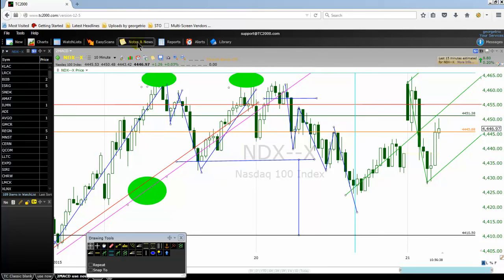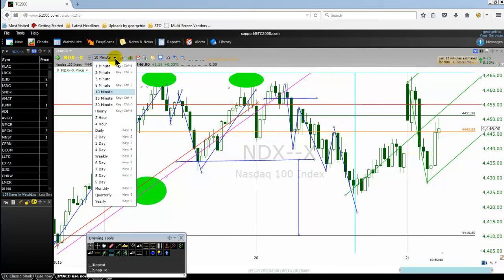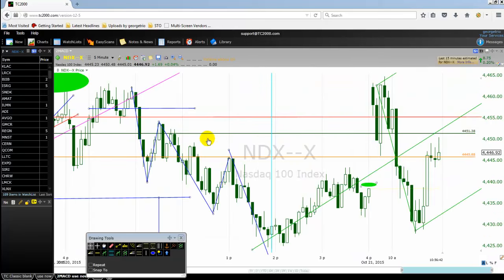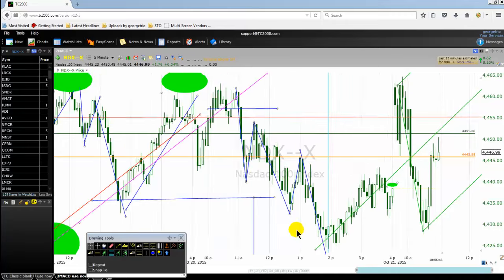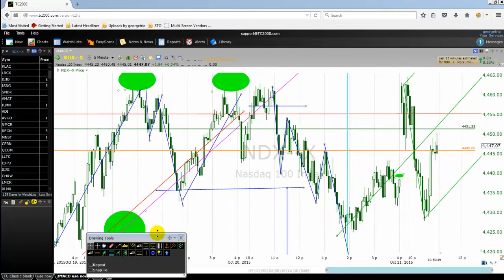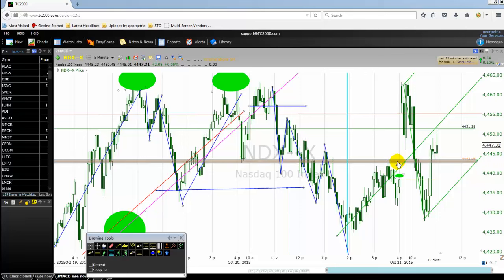So we are now on the, in fact, I will change my time frame. I'll go to the 5 minutes. Now I'm on the 5 minutes. I will sell it. I will place orders here to sell just below this candle. So if the price reaches this level, my order will be filled at 4443 to sell the NASDAQ 100 index for scalping purposes.